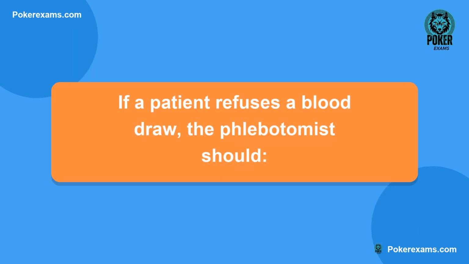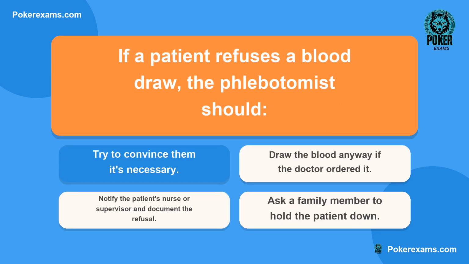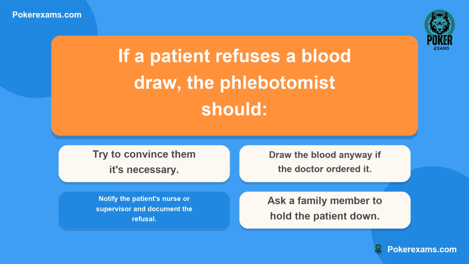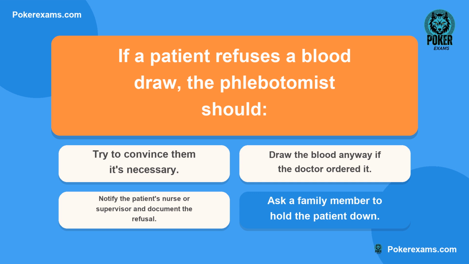Next question. If a patient refuses a blood draw, the phlebotomist should. Is it A, try to convince them it's necessary? Or B, draw the blood anyway if the doctor ordered it? Could it be C, notify the patient's nurse or supervisor and document the refusal? Or lastly D, ask a family member to hold the patient down?